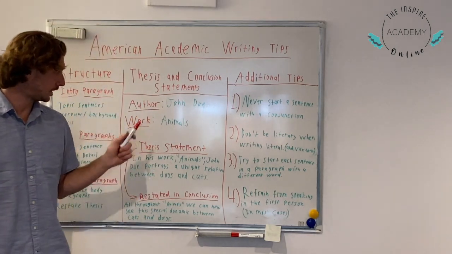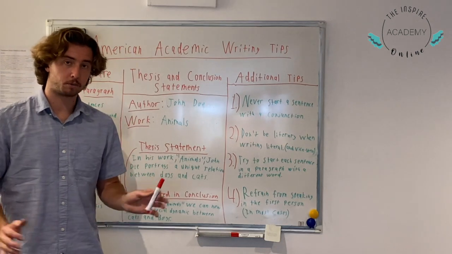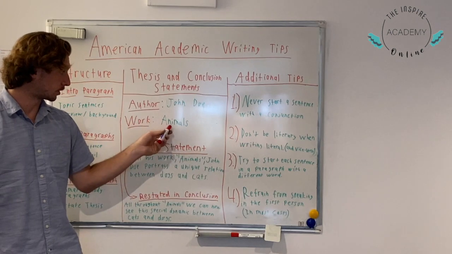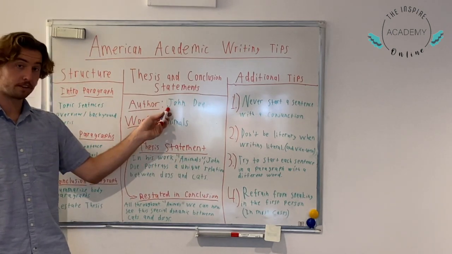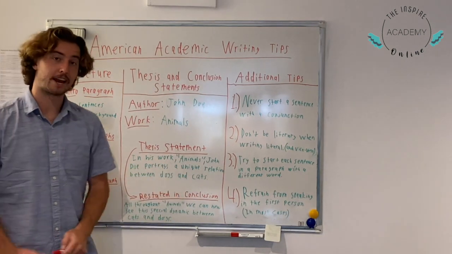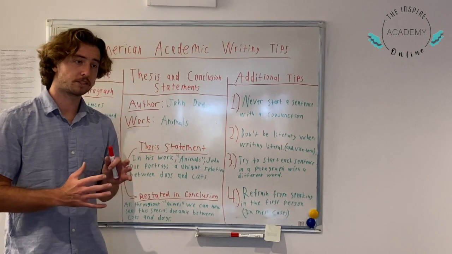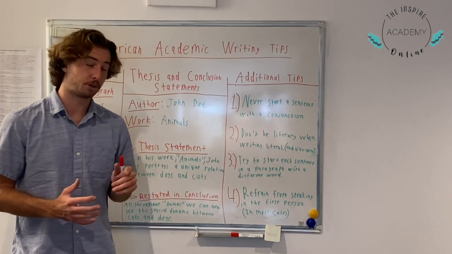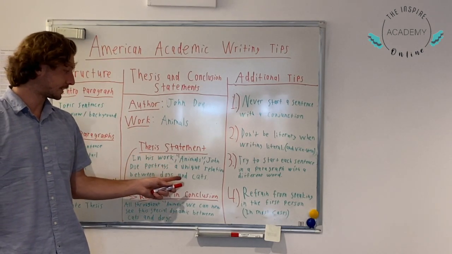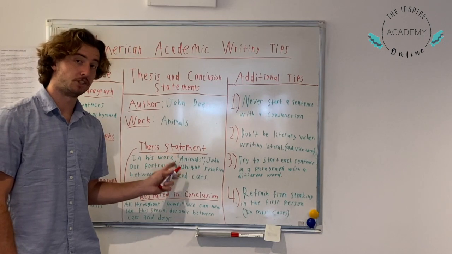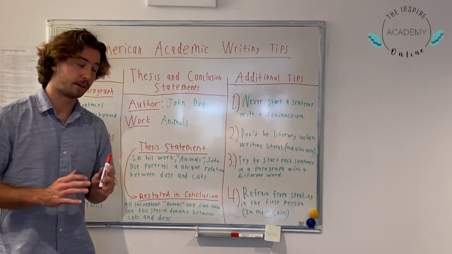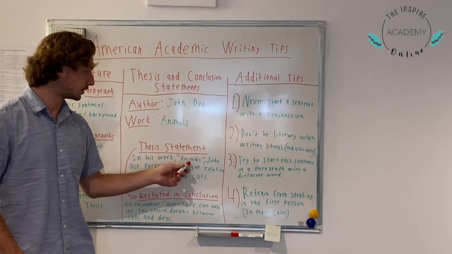The thesis statement here, I just did a mock one. It is, in his work, Animals, John Doe, the author, portrays a unique relation between dogs and cats. So you're summing up what your claim is, and your claim in this case is that dogs and cats have a unique relation in John Doe's work, Animals. In the thesis, it's important to include the author as well as the work.